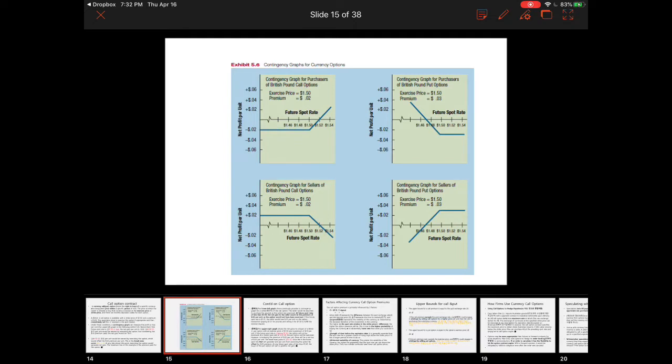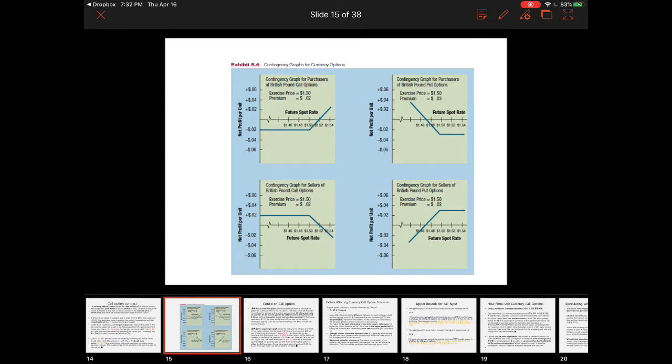going to talk about the upper bound for both options. And then I'm going to talk about when firms want to use currency call and put options. After that, I'm going to go over the trade-off between the option premium and its strike price. And if time allows, I'm going to talk a little more about put-call parity. That's the outline of today's lecture.